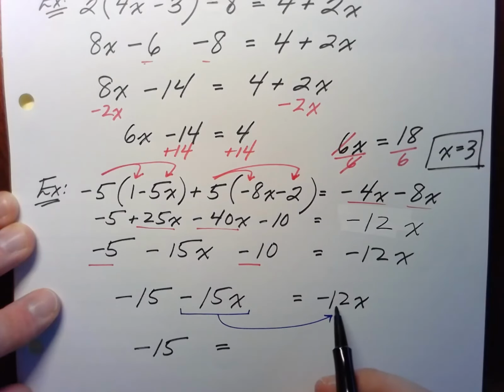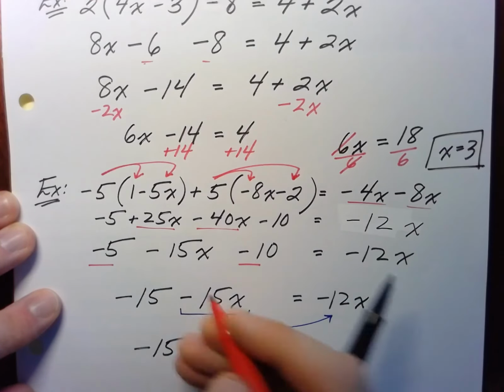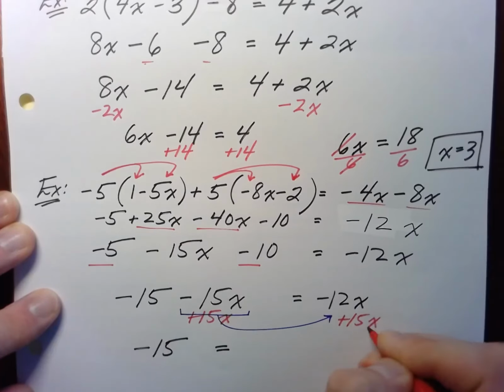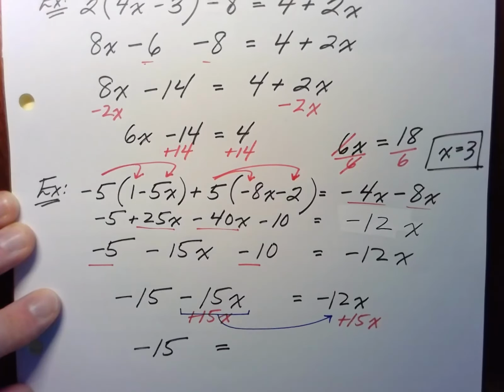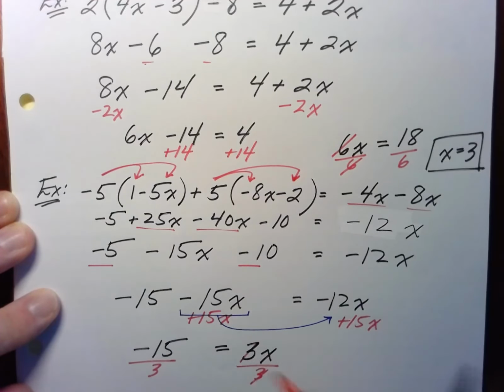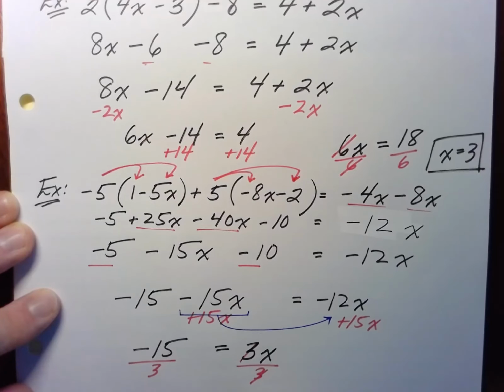So negative 12 minus 15. Oh, actually, I'm sorry. I'm adding 15. Don't forget to do opposite operations. So I'm adding 15 to both sides. And so negative 12 plus 15 gives me a positive 3x. And then when I divide by the 3 here, I see that these go away, and I see that x equals negative 5.